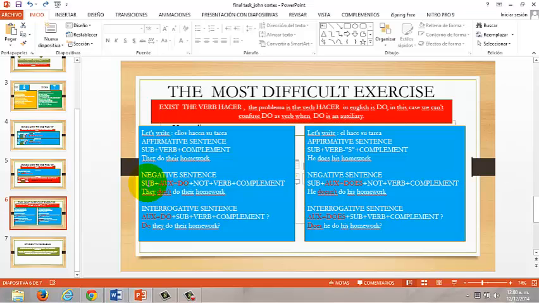So I'm going to change to negative. Remember, we have to follow the structure: subject plus auxiliary plus not plus verb plus complement. So in that case, they don't do. Yes, we have to repeat the do. My students usually make this mistake. They put it like this: they don't their homework. That is a big mistake because they forget the verb.